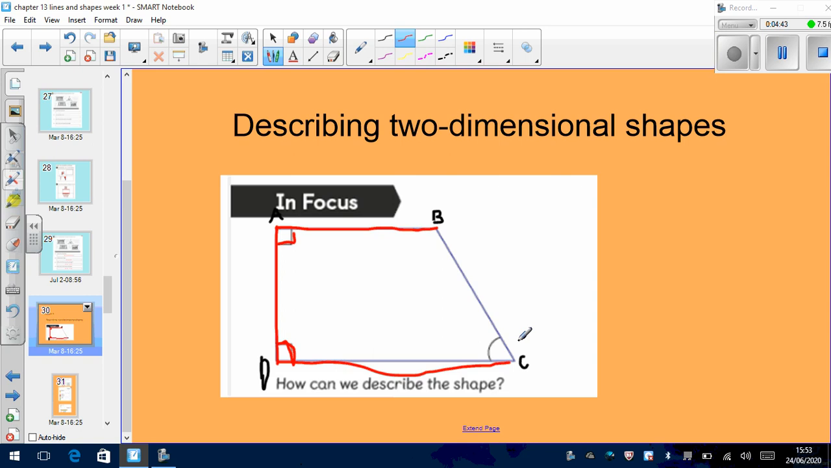Now, Emma, tell me something else about the sides of this shape. Excellent, Emma. The sides AB here, let's highlight this one in blue this time, AB and DC are in fact parallel. Great.